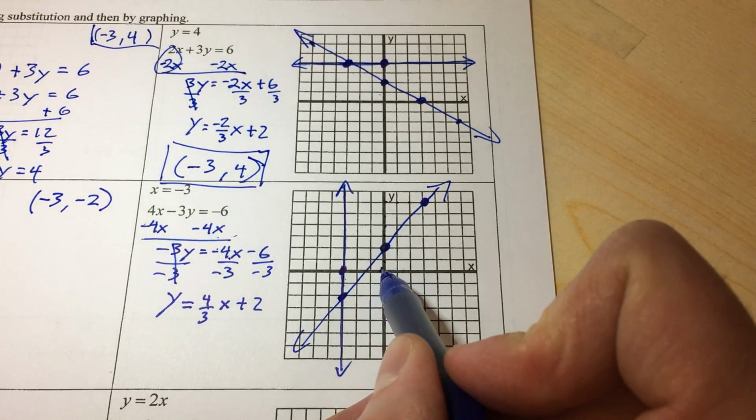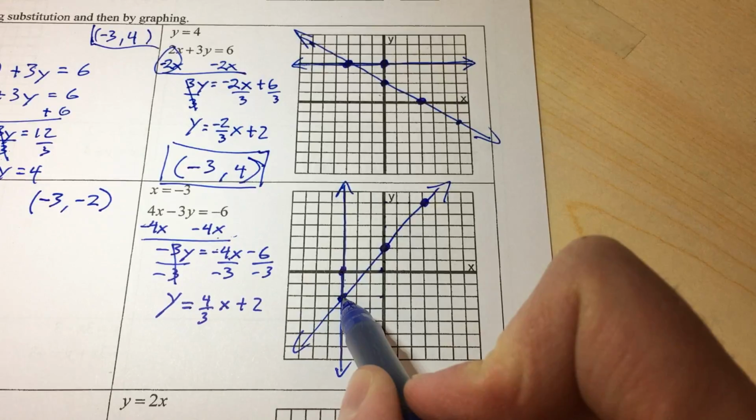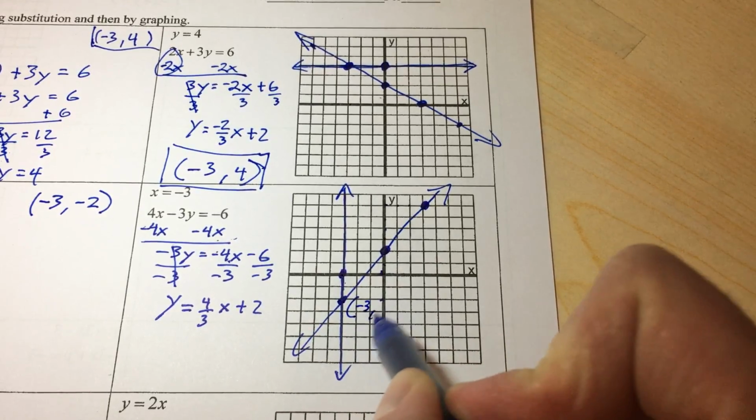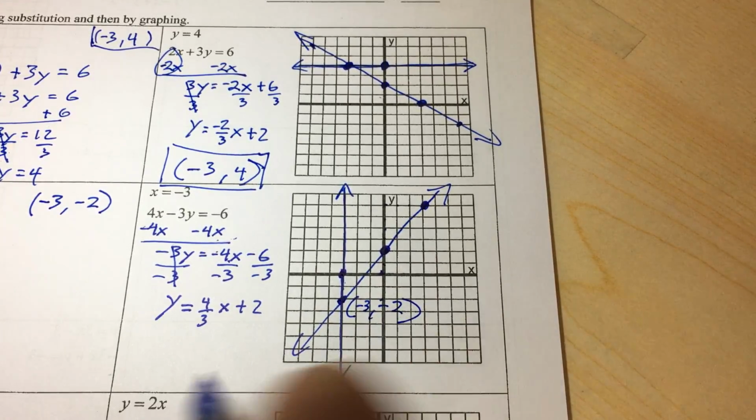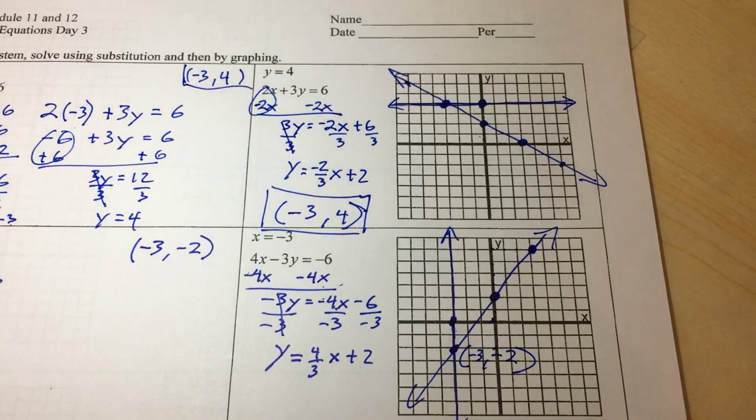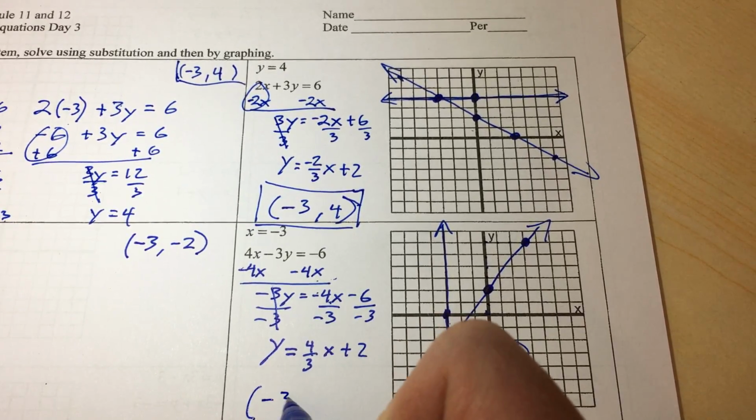And we identify the point, -3 on the x, -2 on the y. So (-3, -2), which is of course the same answer that we got over here. (-3, -2).